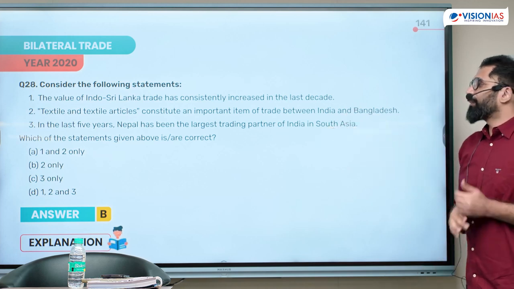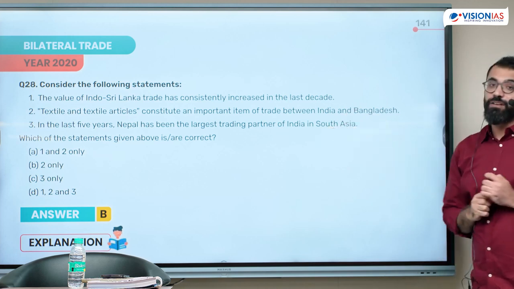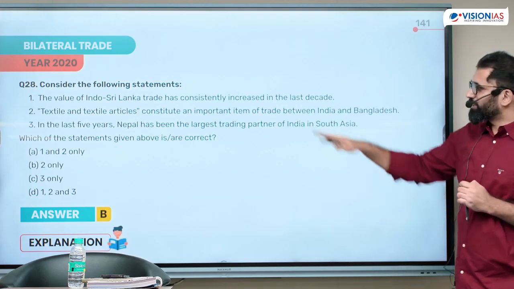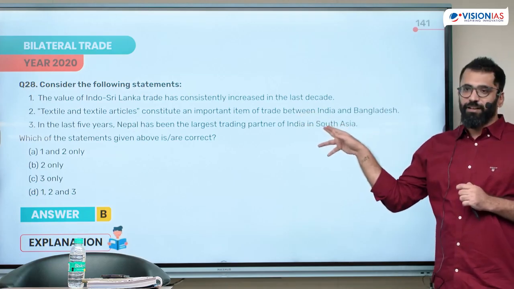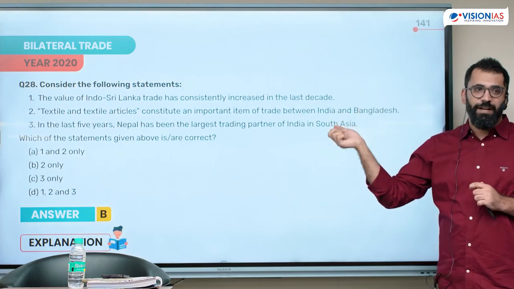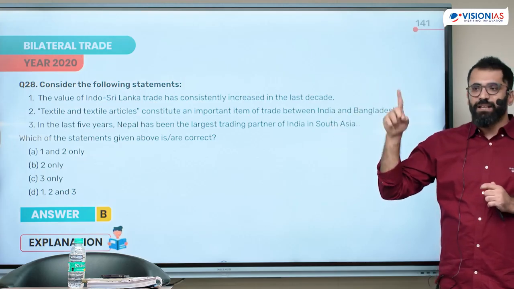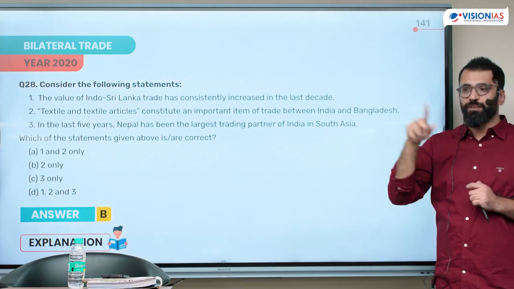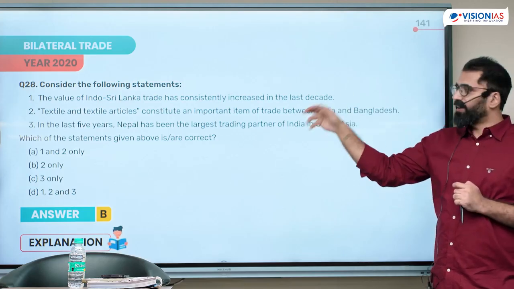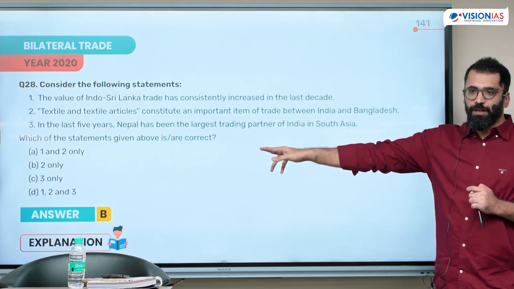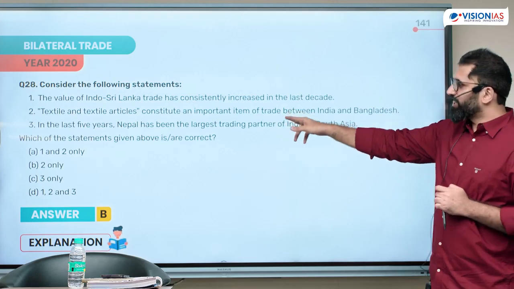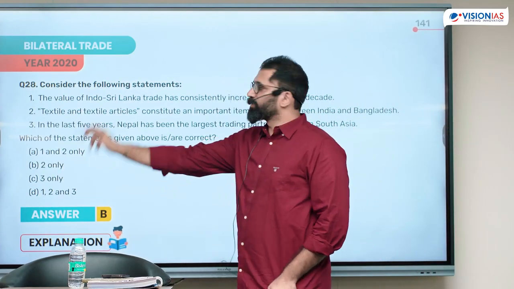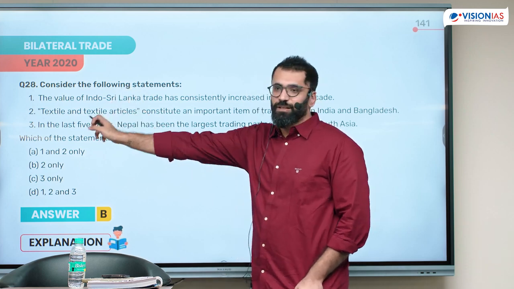In the last 5 years, Nepal has been the largest trading partner of India in South Asia. So if you see South Asia, is Nepal such a big country that India has trade with? What are the two largest countries after India? Bangladesh and Pakistan. Because of geopolitical issues there is no trade with Pakistan, so the high value trade would be with Bangladesh and not Nepal. 3 is incorrect, 2 is correct. So these two are eliminated, A and B become the options. This did not happen. The answer is 2 only.